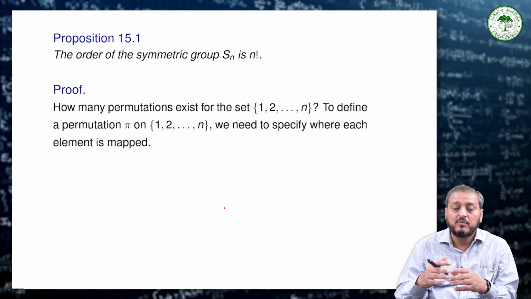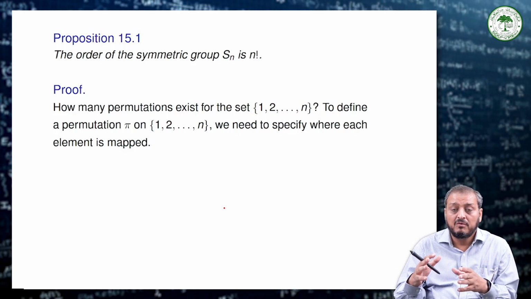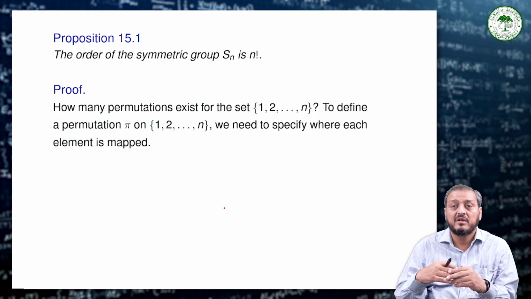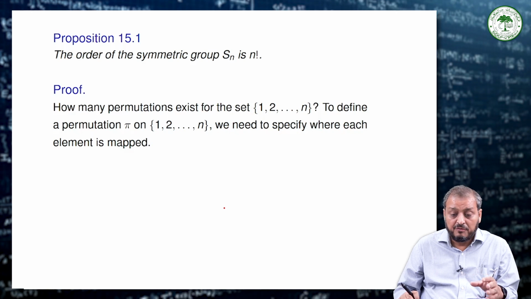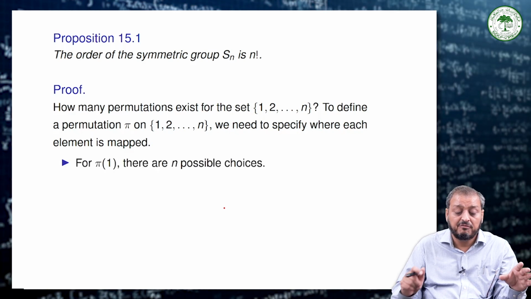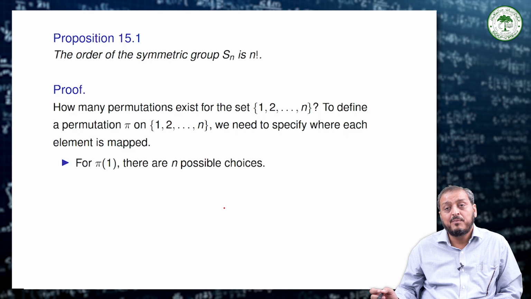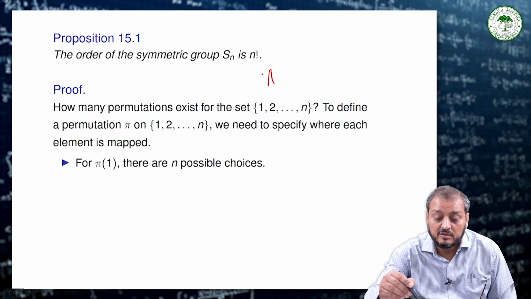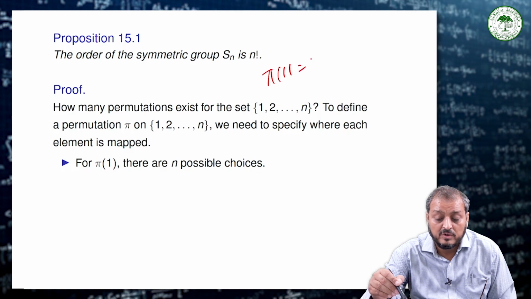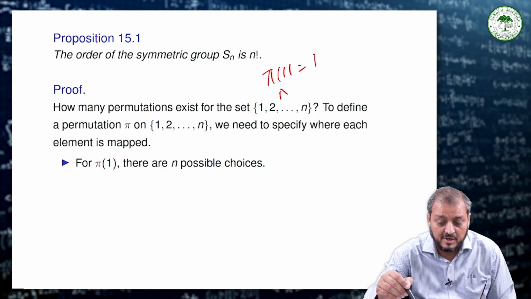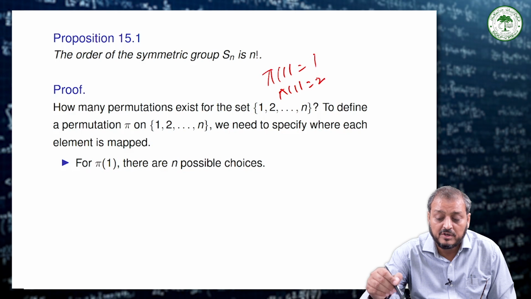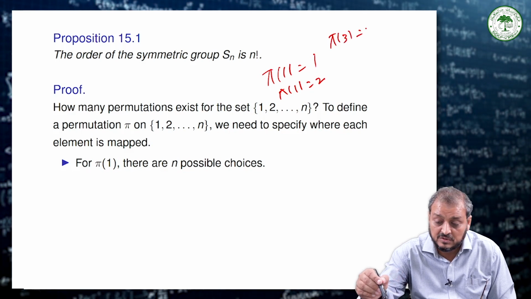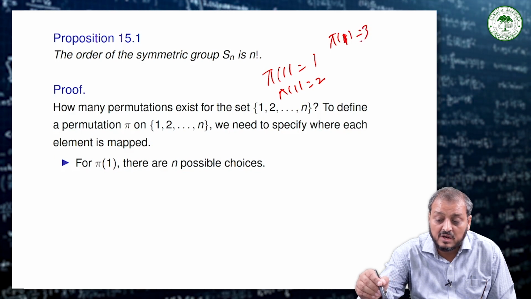To define a permutation pi on 1 to n, we need to specify where each element is mapped. For example, for pi of 1 there are n possibilities. So pi 1 is equal to 1, or pi 1 is equal to 2, or pi 1 is equal to 3, and so on.